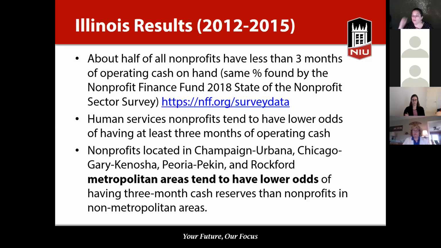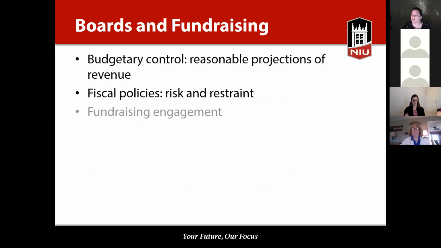Through my research, I know that human service organizations tend to have lower odds of having at least 3 months of operating cash. So types of nonprofits are also more at risk. And metropolitan areas tend to have lower odds of having 3 months cash reserves on hand. So there's some variation in the types of nonprofits as well as where you happen to be located.